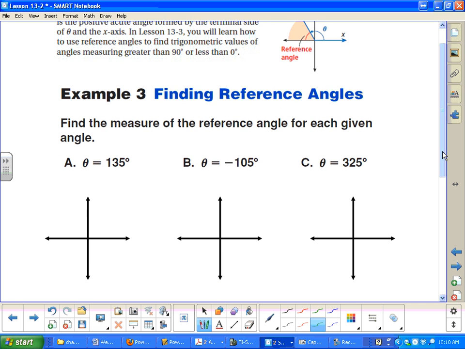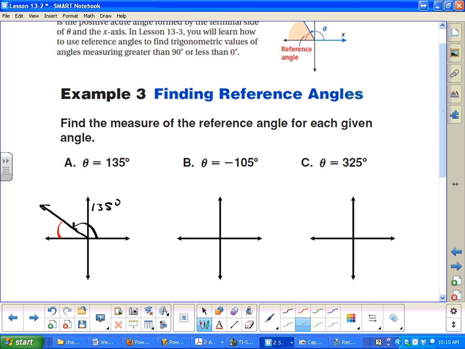So let's look at these examples. 135 degrees. 135 degrees is right here. Here's my 135 degree angle. So what I need to find for my reference angle is this angle here. So the question is, how far is 135 from the horizontal axis?